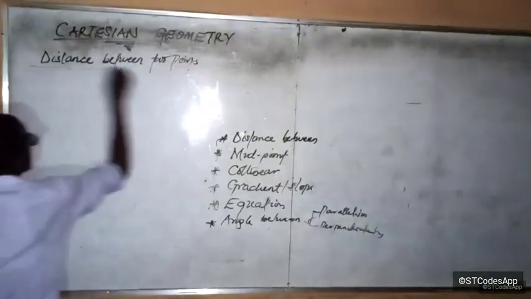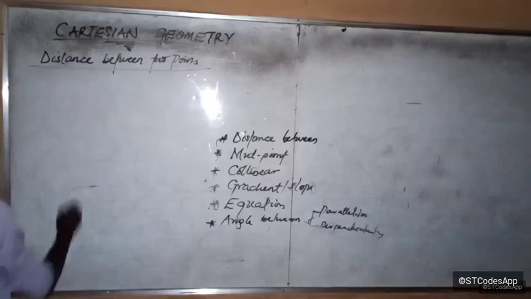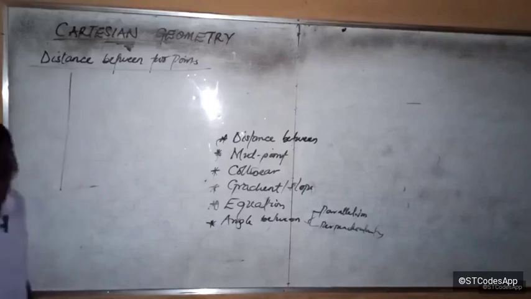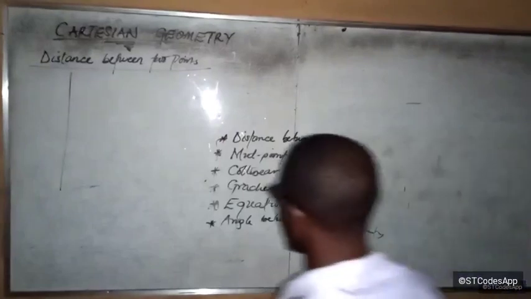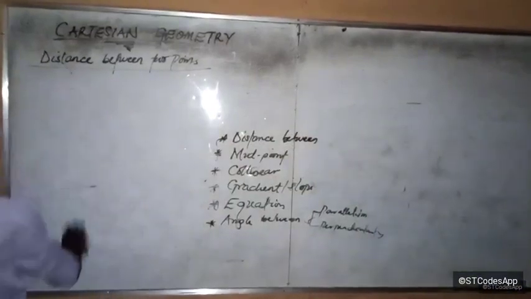So let's talk about distance between 2 points, for example, or the length of a line. That's just what we're dealing with here. The distance between 2 points or the length of a line. Now, how do we determine the length of a line?